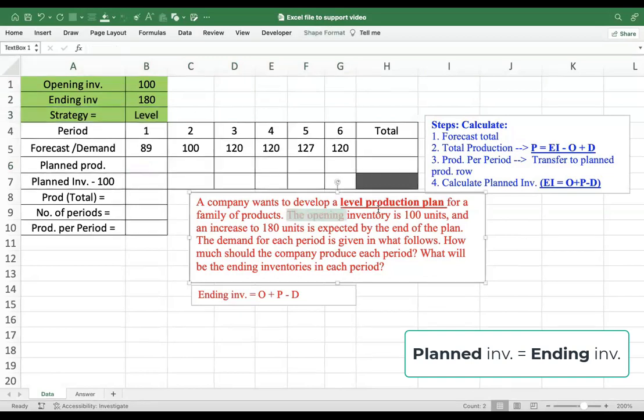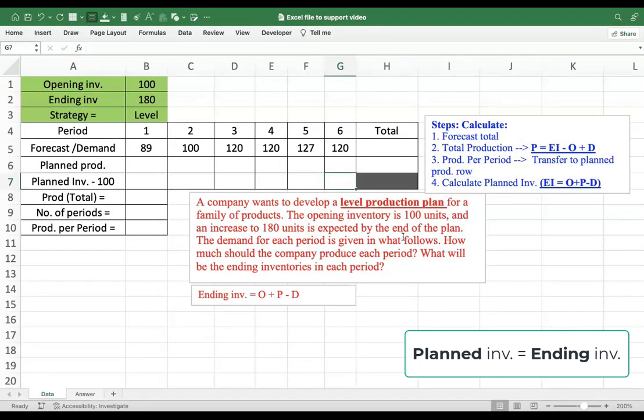And the opening inventory is 100 units, and an increase to 180 units is expected by the end of the plan. So this is ending inventory, which means when the organization stops producing by the end of period 6, they should have 180 units. Now again, the opening inventory is 100, but they want an increase to 180 units. So while for period 1, 100 units are available, by the end of period 6, we should have 180 units.